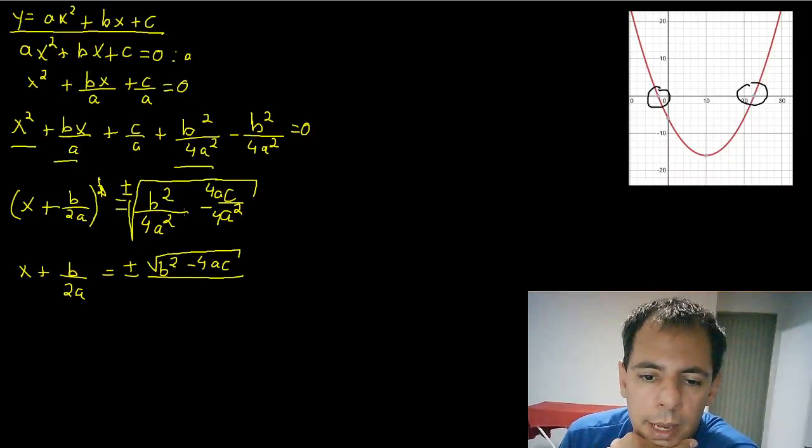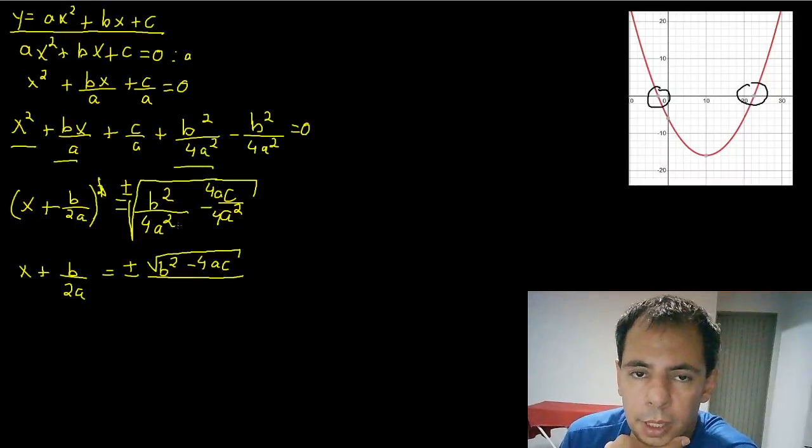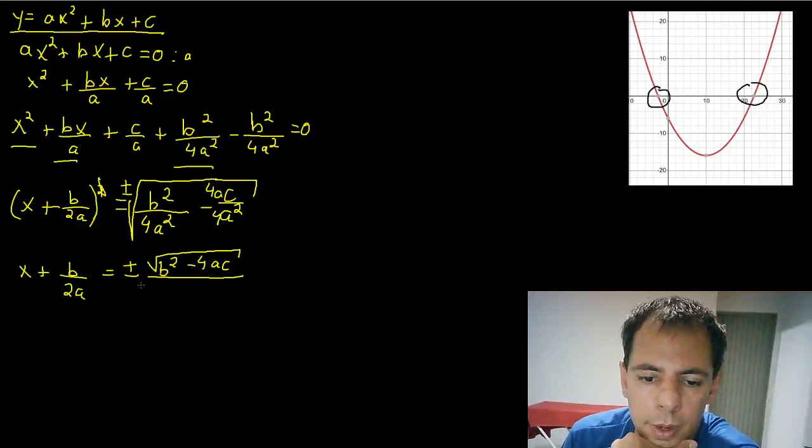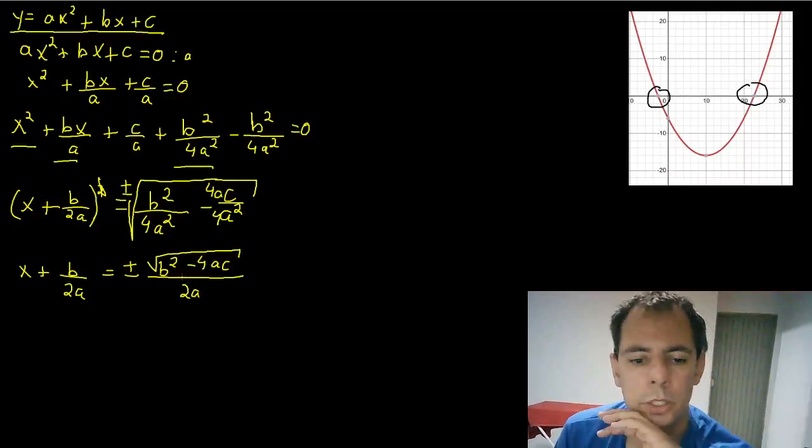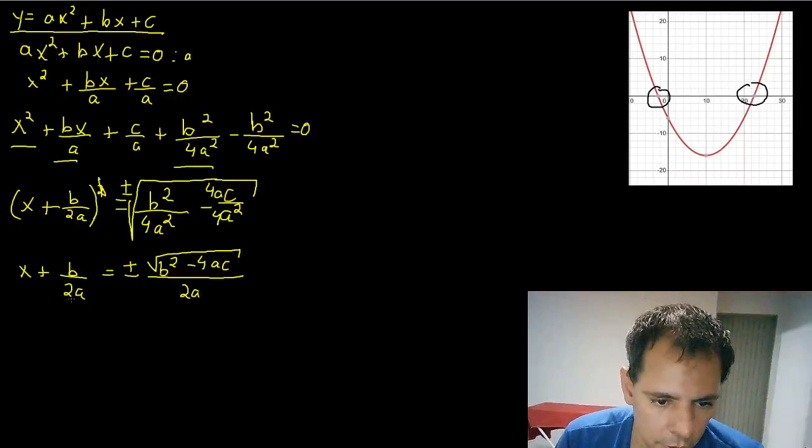Remember that I just joined these two because it's the same denominator now, right? 4a squared here and 4a squared here. So it's just b squared minus 4ac divided by 4a squared. So what is the square root of 4a squared? It's 2a, right?